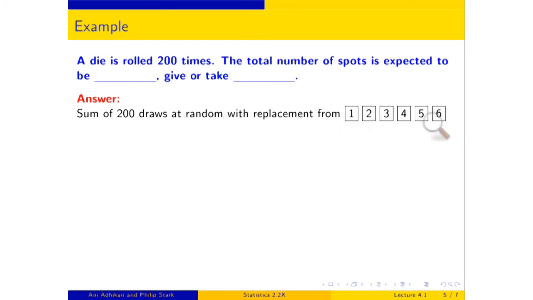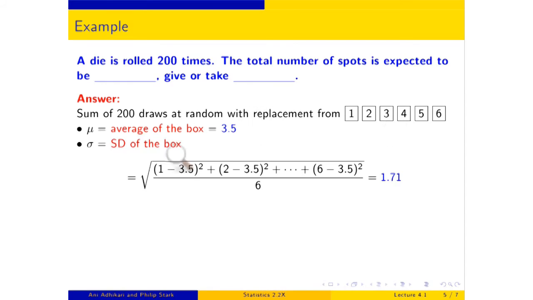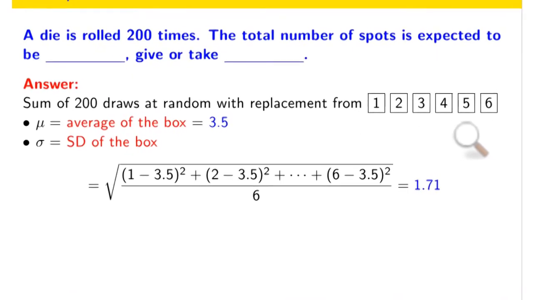The tickets in the box represent one trial, what you can get on a single trial. In one roll you can get 1, 2, 3, 4, 5, 6. So let's examine that single roll first by calculating the average of the box, 3.5. In the long run you expect about 3.5 spots per roll, give or take. The SD of the box. Now how do you calculate the SD of this box? It's just the SD of this list of numbers.